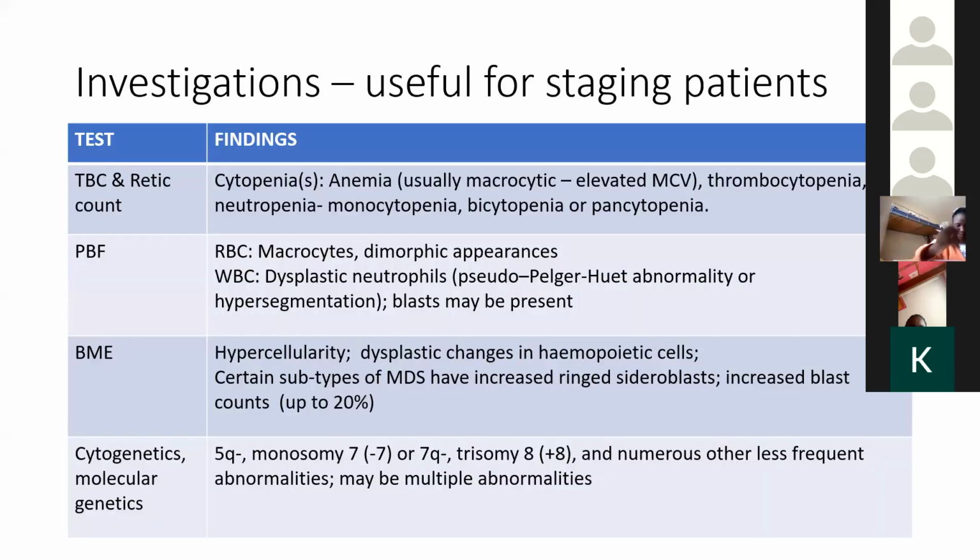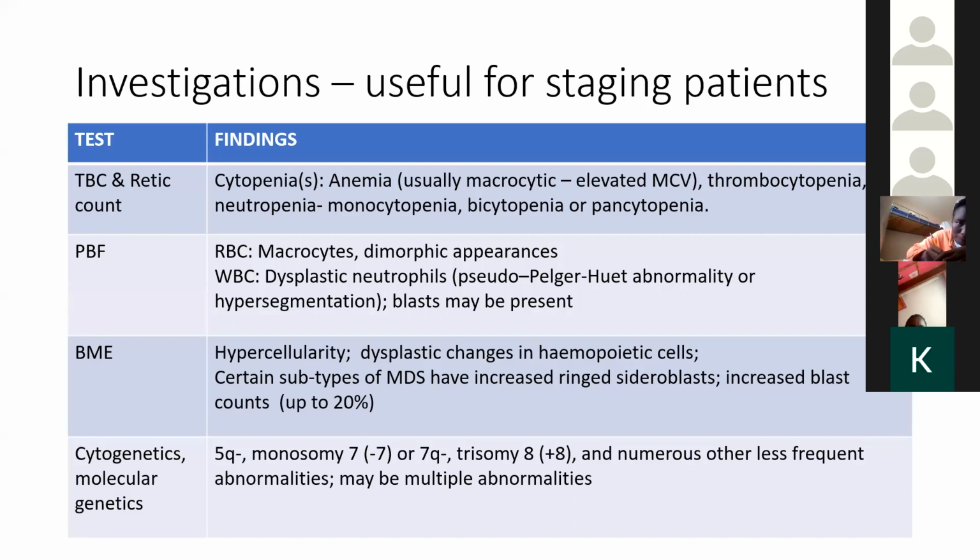Okay, so what are the investigations? And these investigations are useful not only for the diagnosis of the condition, but also for staging these patients. So the total blood count and reticulocyte count are the first tests that one would be asking for. And you will find that there is a cytopenia. The anemia, if it is there, would be macrocytic with an elevated MCV. There may be thrombocytopenia or neutropenia, and the reticulocyte count tends to be low.